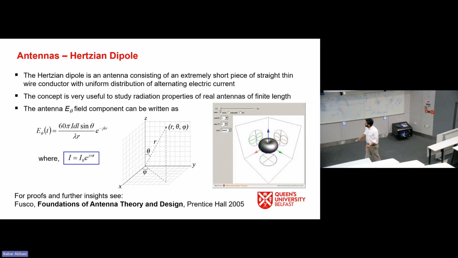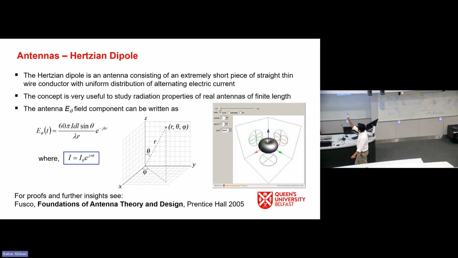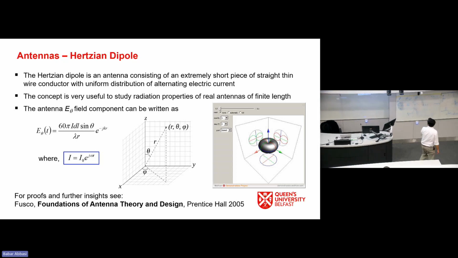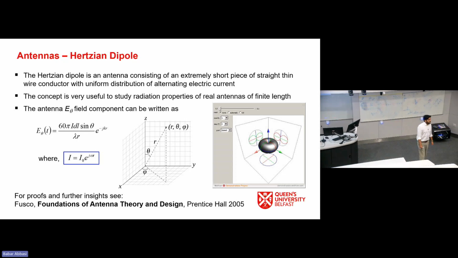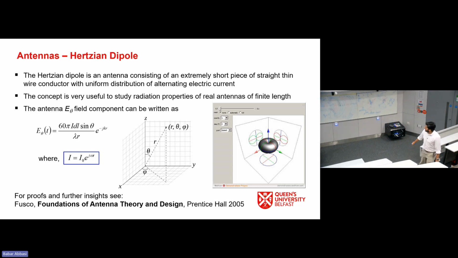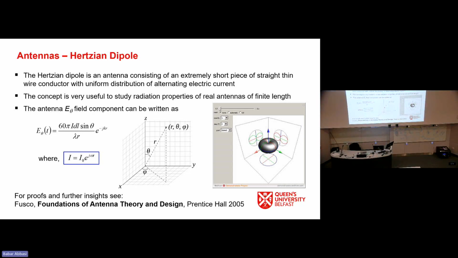a sinusoidal function. Okay, so if my I is a sinusoidal function, then my E theta will be 60 pi I dl sine theta over lambda r e^(-j k r). k is the wave number. Okay, so for now we have seen the wave number. We know all these definitions. So if I put this simple antenna at the center of a spherical coordinate system, and if I plot my electric field in theta, then it will look something like this, a donut shape. Okay, so it's just a polar plot of the field that is getting radiated by a simple Hertzian dipole.